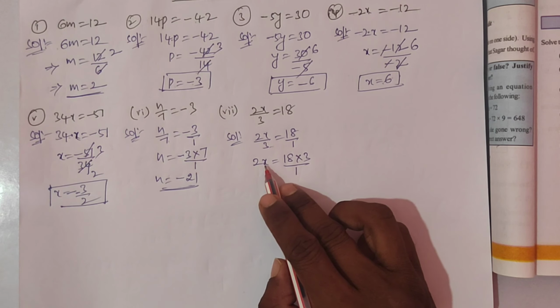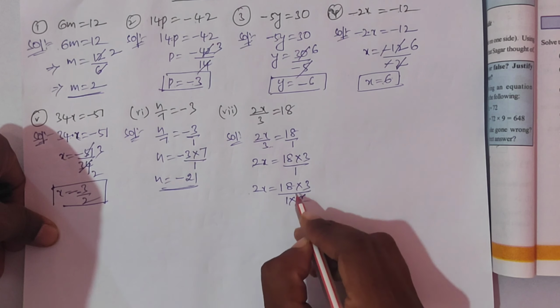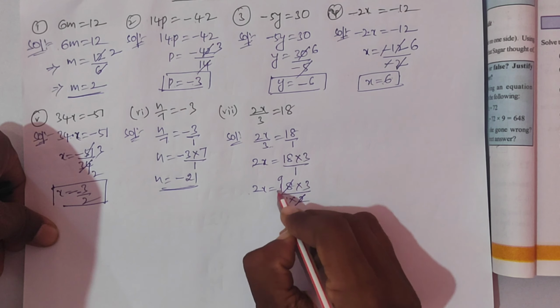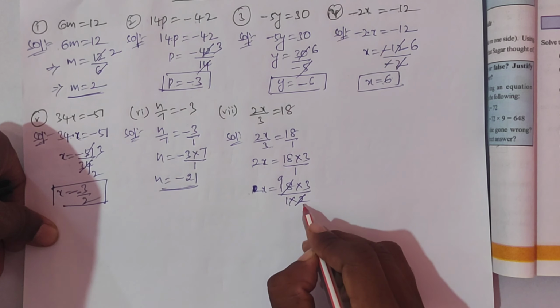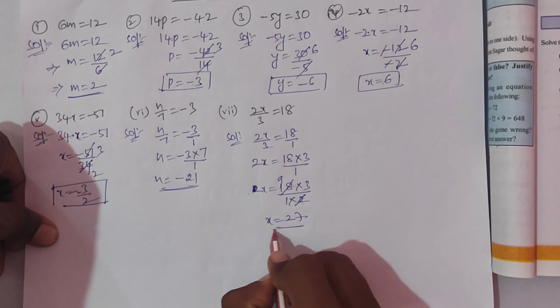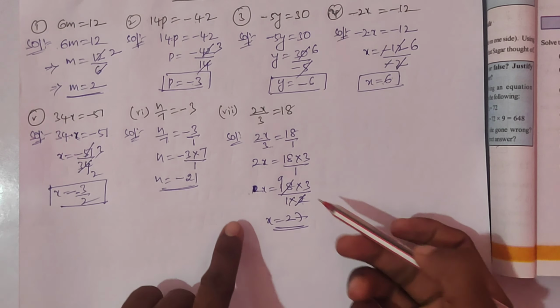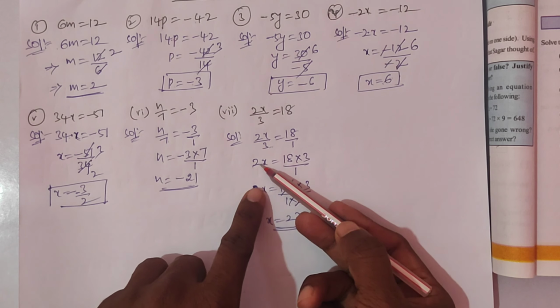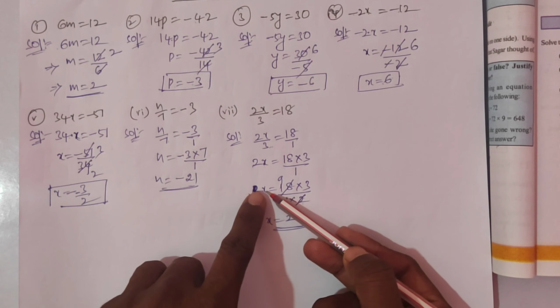This becomes division, because we know multiplication becomes division, and cancellation: 2 ones are 2, 2 nines are 18. Sorry, here x equals to 2 ones are 2, 9s are 27. Then x equals to 27 by 1, nothing but 27 is the answer. Here 2x, right? So we have to find a value of x here. This multiplication becomes a division. Then x equals to 27. Clear?